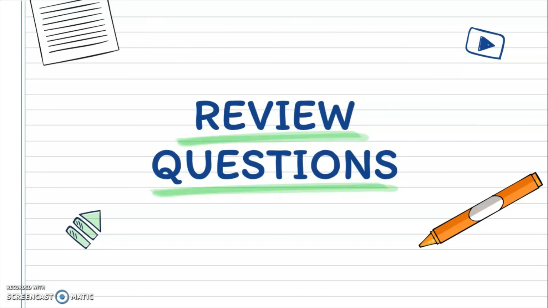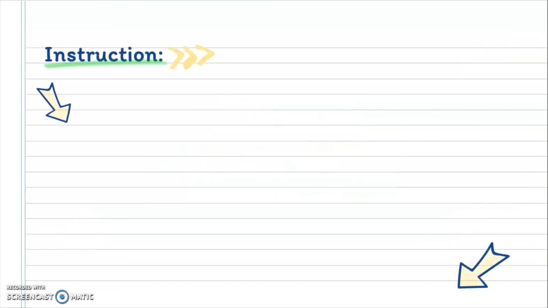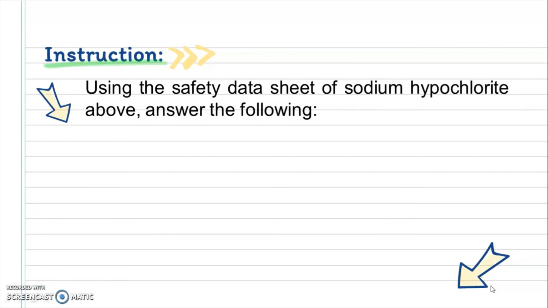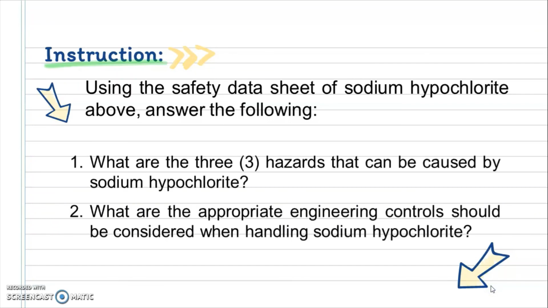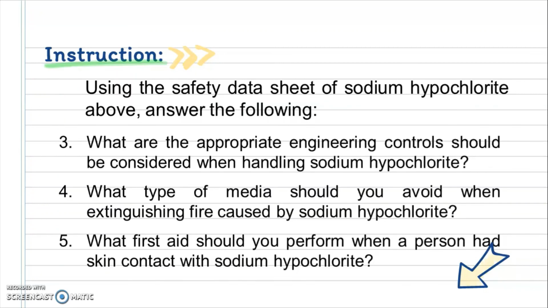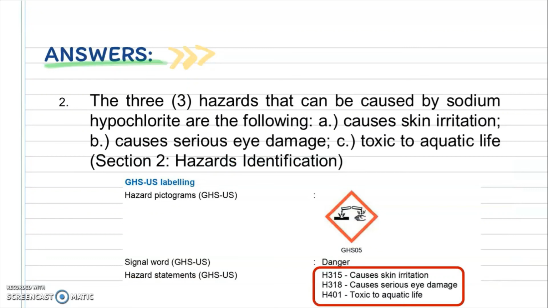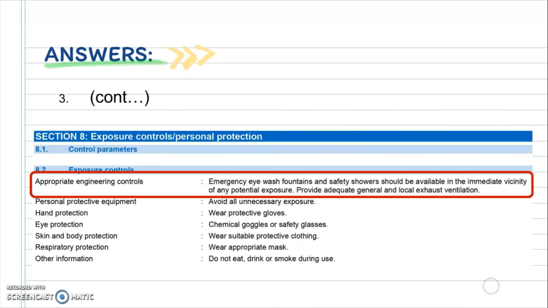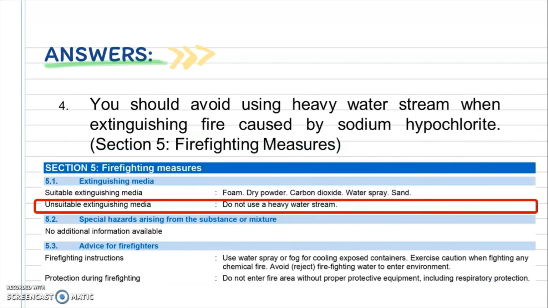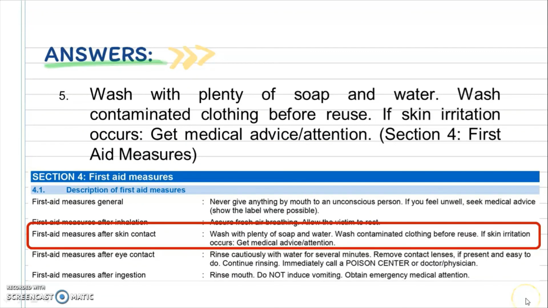Now, to review what we've learned, let's answer the review questions. So the instruction, use the safety data sheet of sodium hypochlorite to answer the following. We have 5 items. Try to answer them on your own before looking at the correct answers. These are the correct answers. Did you get the correct answers? So that ends our discussion.